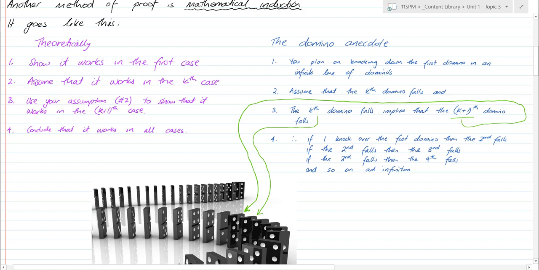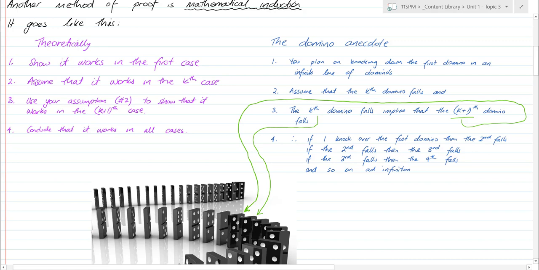That's how this works. And now imagine it for an infinite number of dominoes. I can guarantee you that of those infinite number of dominoes, they're separated in such a way that the next one will always fall when the previous one falls. Therefore, they will all fall down. So here it is written out here. You plan on knocking down the first domino in an infinite line of dominoes. You assume that the kth domino falls. And if the kth domino falls, that implies the (k+1)th domino falls. Therefore, if you knock down the first domino, the second will fall. If you knock down the second domino, the third will fall. The third will fall, the fourth will fall, and so on ad infinitum. So that's the idea. This is what proof by induction comes down to.